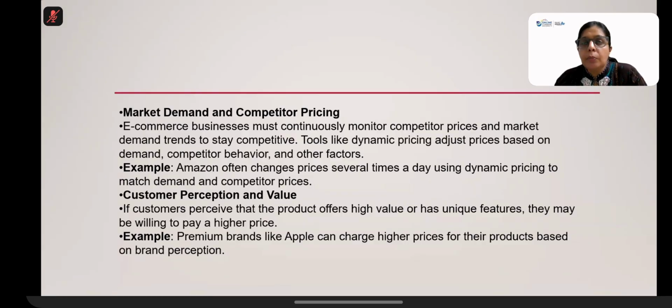You just track some mobile or some electronics or anything for a few days. You see how prices are fluctuating. Amazon often changes the price several times a day, using dynamic pricing to match the demand and competitor prices.